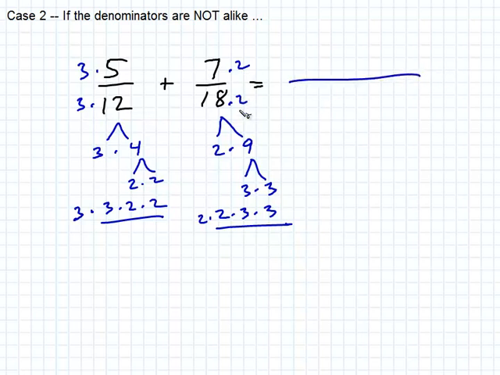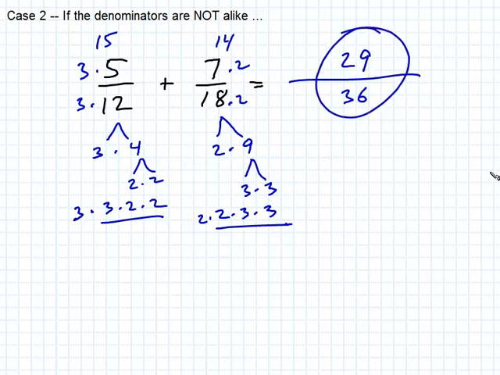Now, look at these denominators. 3 times 12 is 36. 2 times 18, that's also 36. I made the list of factors the same, and so the resulting numbers are going to be the same. Okay, so now what are these numerators? 3 times 5 is 15. 7 times 2 is 14. 15 plus 14, well, if it was 15 and 15, it would be 30, so 15 and 14 must be 29. And that's our answer.